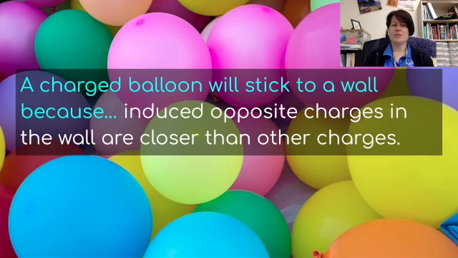Now, the reason I have balloons in the background is because a charged balloon will stick to a wall because induced opposite charges in the wall are closer than other charges. So I might rub a balloon against my head and charge it, and then I can stick it to the wall. Now, the charges don't freely flow. They don't, like with friction or contact or induced charge, become positively or negatively charged that way. The charges just migrate. They stay in the wall, but they migrate. And so if my balloon is negatively charged, the positive charges come closer to the balloon and the negative charges are repelled and move away from the balloon, so the balloon will stick to the wall.